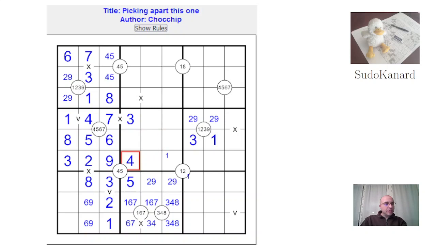Well, where is the next place to look? Here, the missing digits are 4, 5, and 7. That's not 5. Do we know anything about this? I'm not sure. Because of this, there are restrictions on that, but I'm not sure it's interesting.